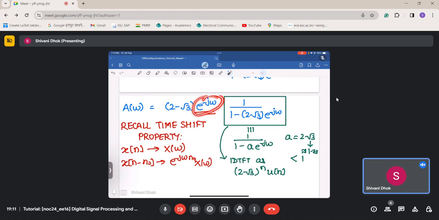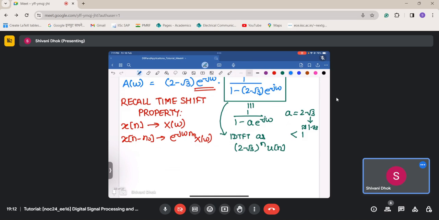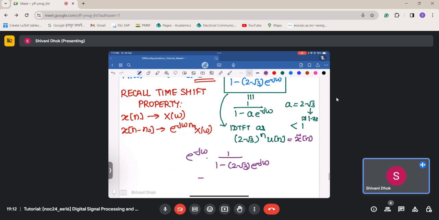So if I compare this quantity and this quantity, this indicates that here n naught is equal to 1. So therefore e power minus j omega into 1 upon 1 minus 2 minus root 3 into e power minus j omega. So if this thing is x tilde n, then this thing will have DTFT as x tilde of n minus 1.